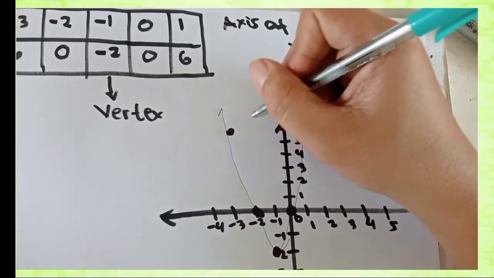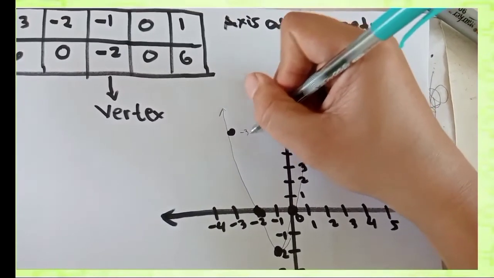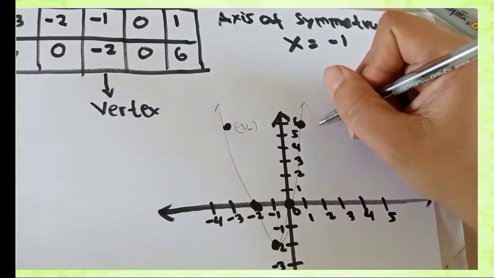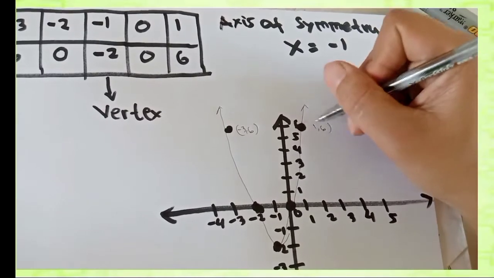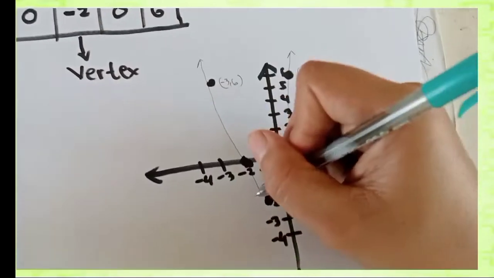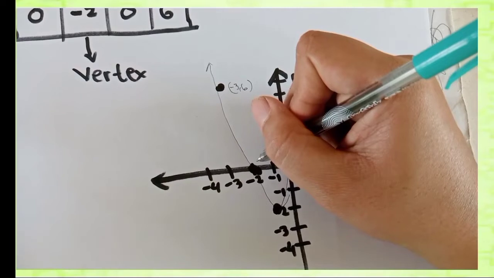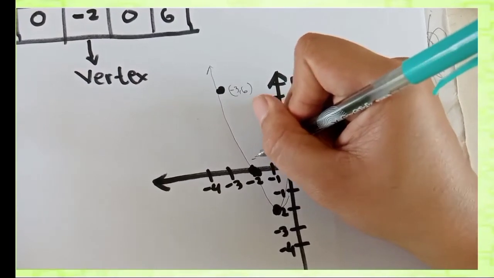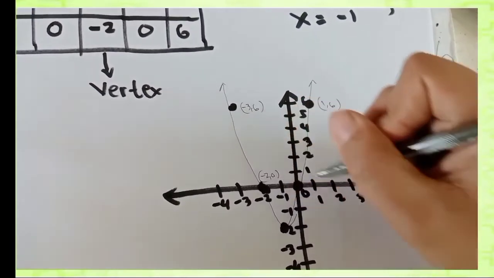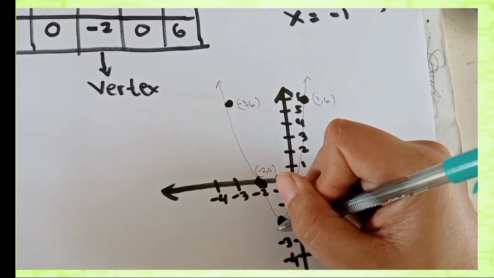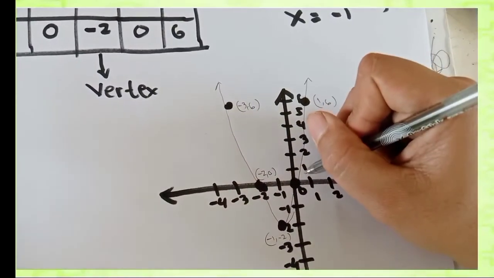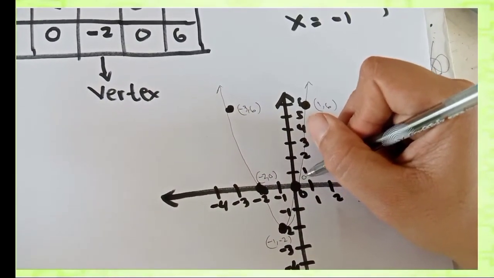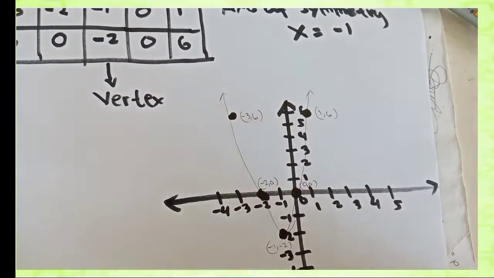Again, this is negative 3, 6. Then this is positive 1, 6. And this is negative 2, 0. The vertex is negative 1, negative 2. And 0, 0 at the origin.